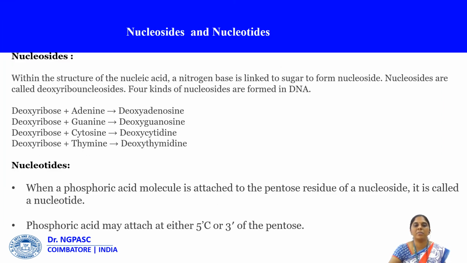We have seen about nucleotides. Now we will see what nucleosides are. A nitrogen base which is linked to a sugar molecule is called a nucleoside. There are 4 kinds of nucleosides that are formed in our DNA. For example, deoxyribose plus adenine is called deoxyadenosine.